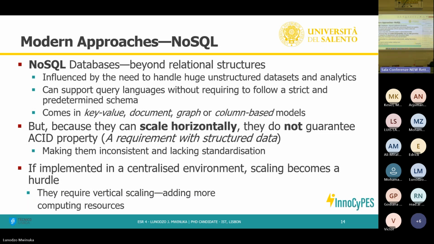Also, they do not guarantee ACID properties, which is a requirement in relational databases, because relational databases have to follow these strict rules. That is not a requirement with NoSQL databases. Now, if you implement NoSQL databases in a centralized environment, then scaling could also be difficult. So apart from them supporting horizontal scaling, if they are implemented in a centralized environment, there is a limitation to which you can scale.